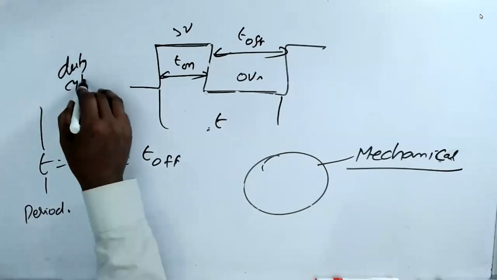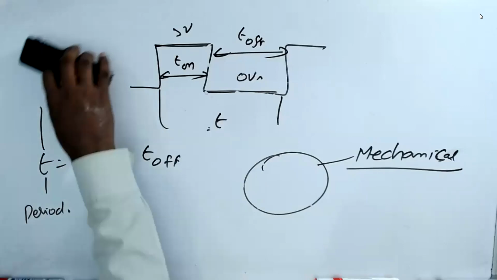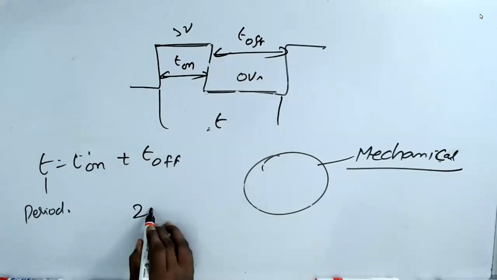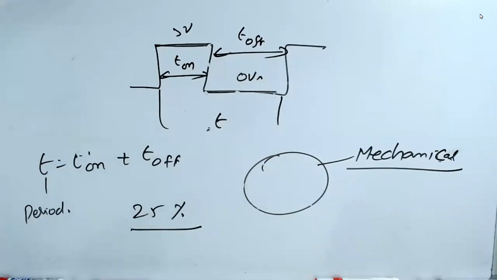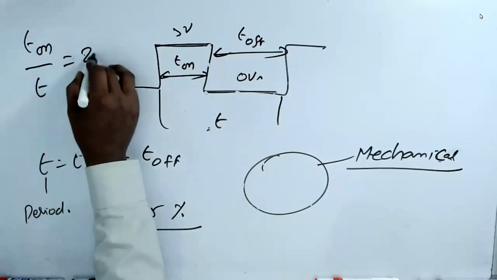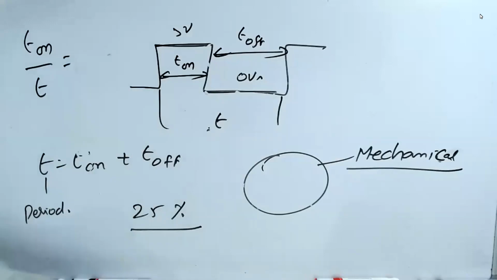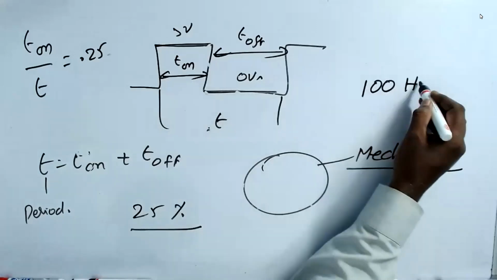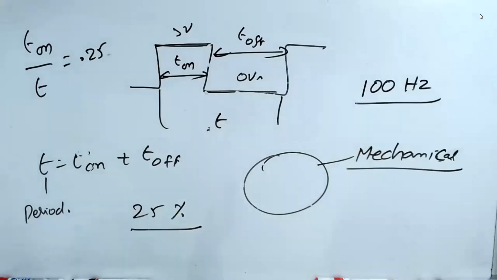Now, if I ask you what is the duty cycle of your waveform, if somebody says that it is 25%, then that means that T on divided by T is equal to 25% or 0.25. Now, if I tell you that the frequency is 100 hertz, now I'll find out how you tell me the answer.